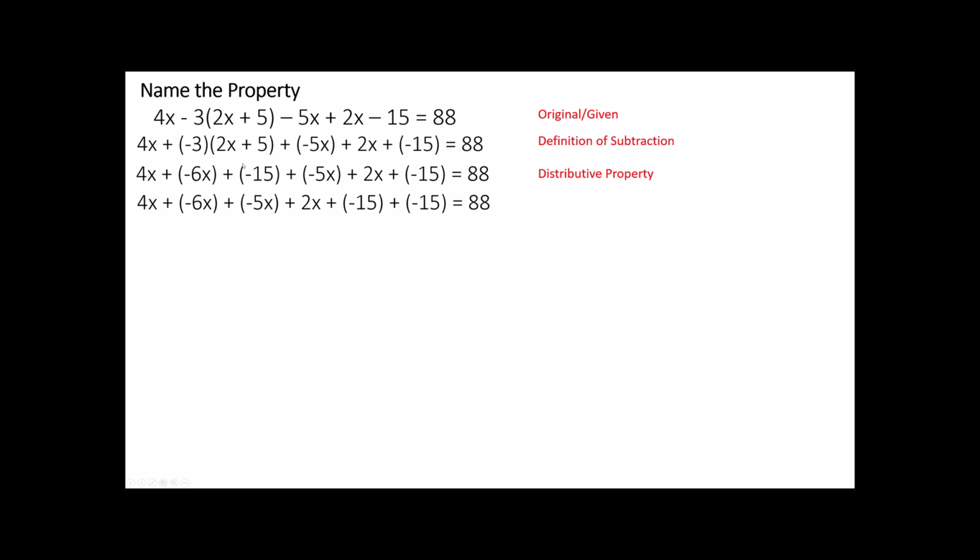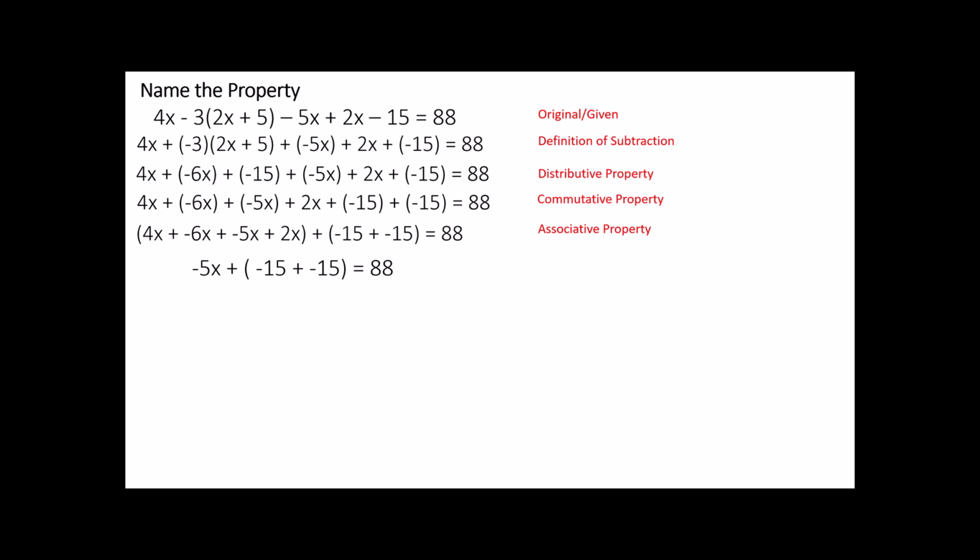The big ones are that I moved this -15 over here so that all of my x's are first and all of my constants or numbers are second. Since it's all addition, I can move those without changing the solution. That's the commutative property. Notice then that I have grouped my like terms together. What property allows me to regroup addition? That's the associative property. I'm then going to combine my x's to a single term.